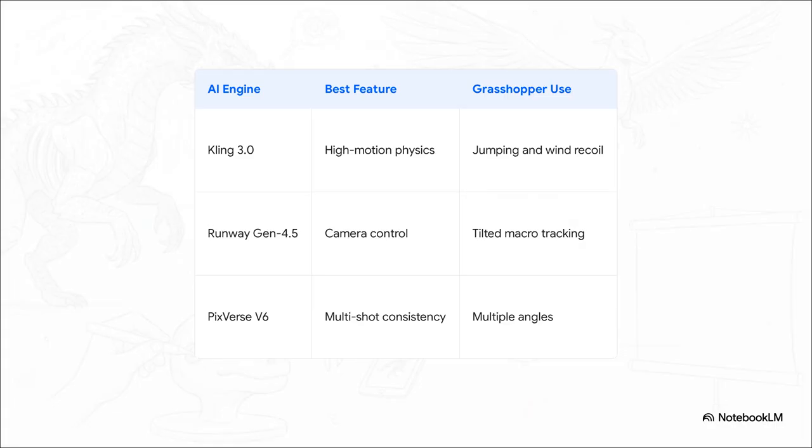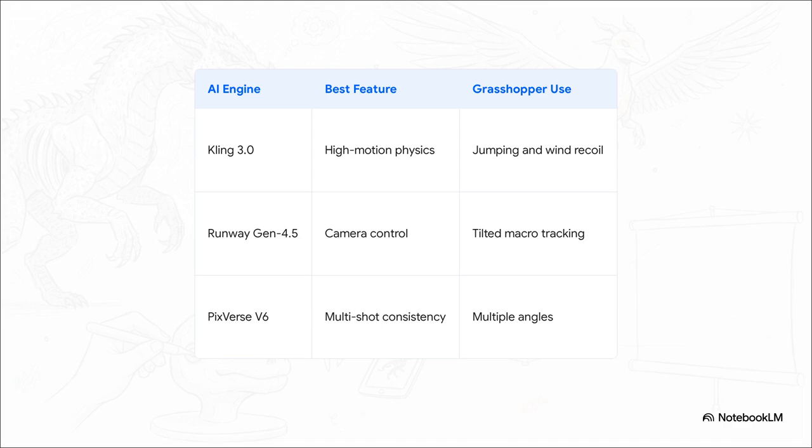Now here's where it gets really interesting. Look at the contrast between these top video models. There's honestly no single best tool out there. It completely depends on your shot. Based on the testing data, Kling 3.0 handles high motion physics the best. It inherently understands mass and momentum, meaning it'll naturally calculate the recoil and wind effects of our grasshopper's jump.